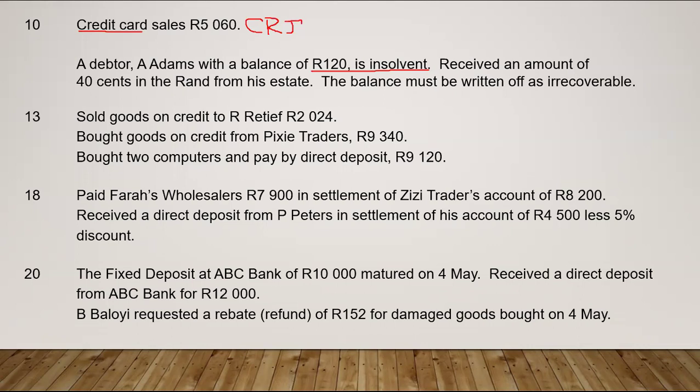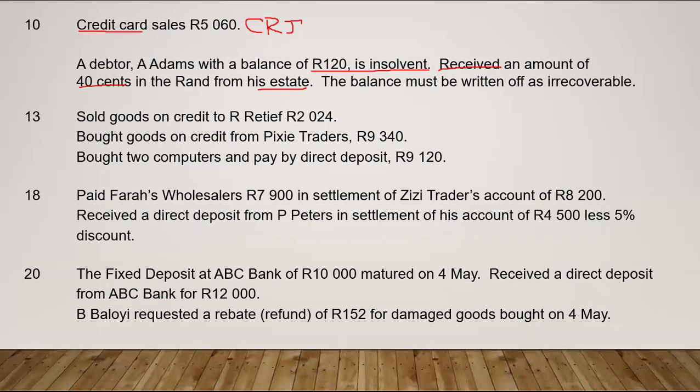And then it says received an amount of 40 cents in the rand from his estate. So when you are insolvent, the lawyers will, when they collect money, put your assets up for sale. And once your assets have been sold, they will take the money that they get there and pay all your debts. And we were one of those people that you were owing.